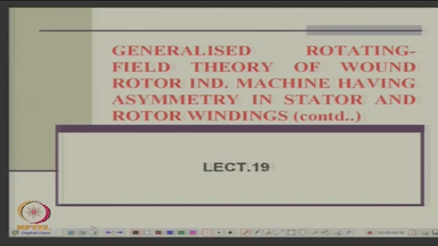Okay, we will now look at the asymmetrical machine and the use of generalized rotating field theory, and see how this theory can be applied for some practical situations in case there is a symmetry in one or two of the members.